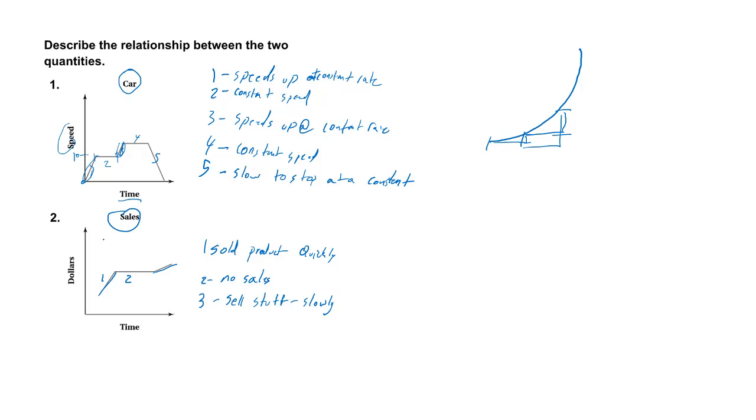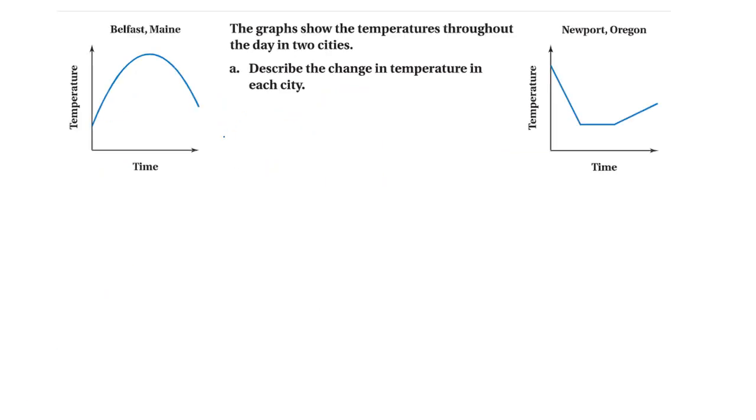So when you describe a graph, you've got to not only say what's changing, but also how is it changing? Is it changing at a constant rate? Is it changing slowly? Is it changing quickly? Is it getting faster? So we'll look at a couple of those. For instance, here's some temperature throughout the day in 2 different cities. This I'm going to split in half.